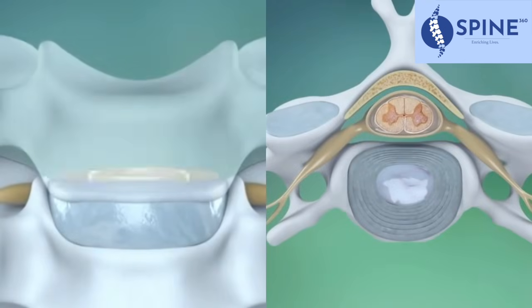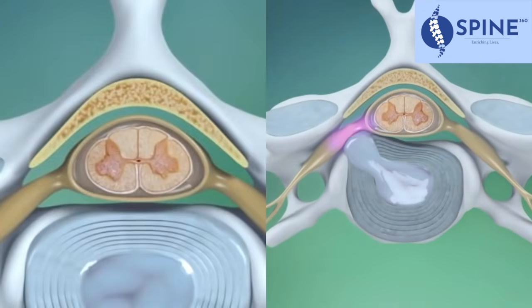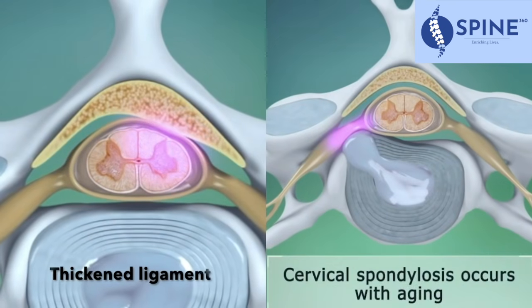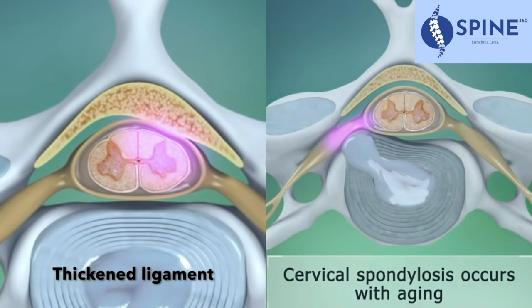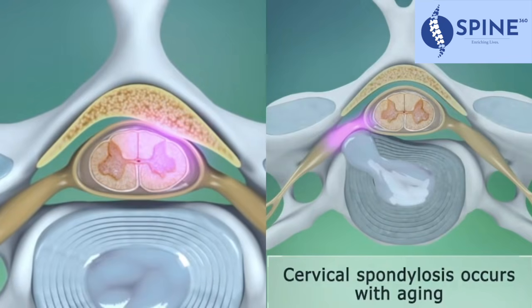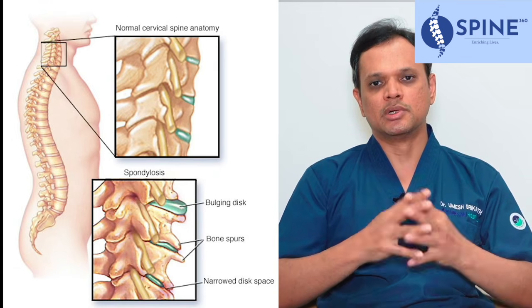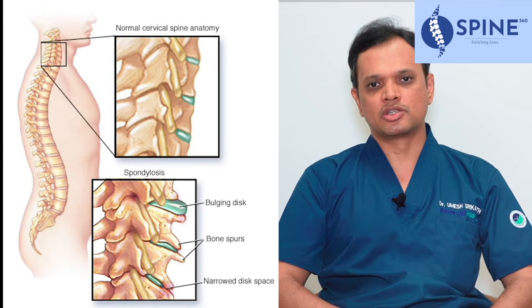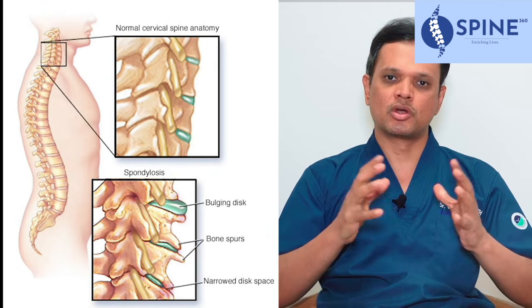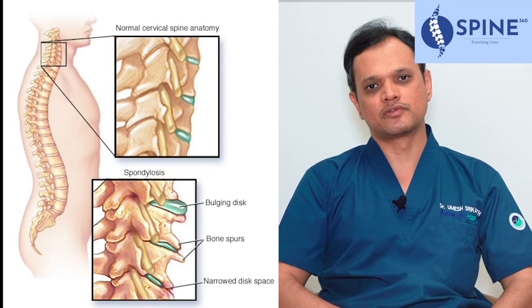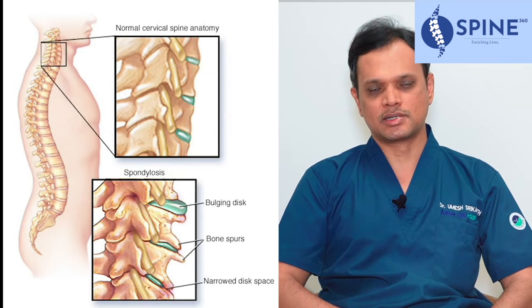These changes can happen in the bone, in the disc, and in the joints between the two bones. So the entire gamut of these changes comes under the term cervical spondylosis. It is not just one disease, but a disorder which consists of several individual diseases.